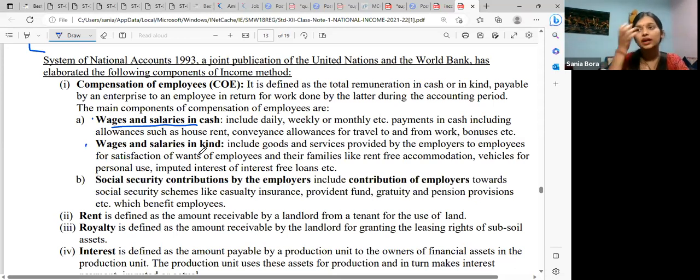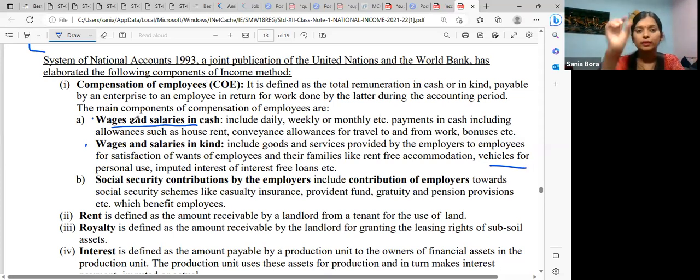Sometimes the companies give free accommodation to the employees. That is basically in kind. It's not that they're working, that's why they are getting it. It's basically in kind. The vehicle for personal use: I just gave you a car so that you can go up and down to the office with this car. So they are wages and salaries in kind.